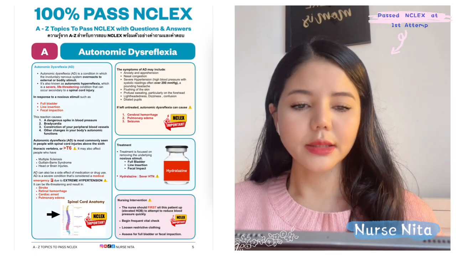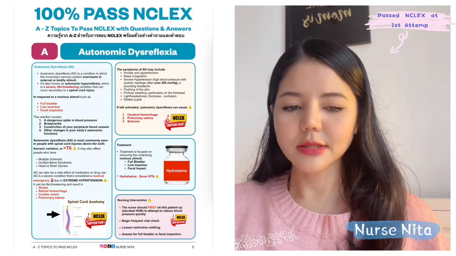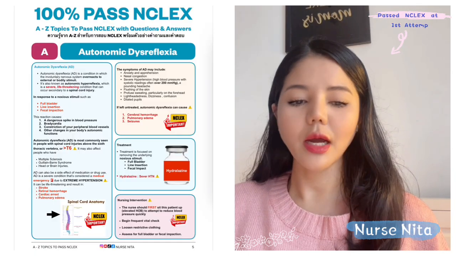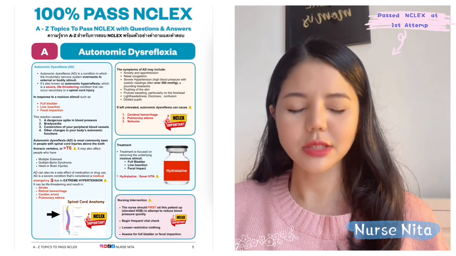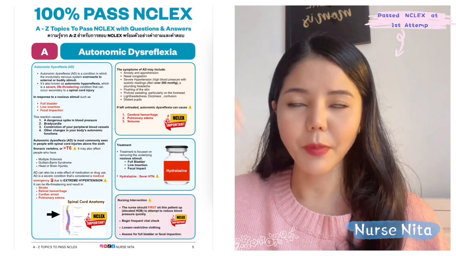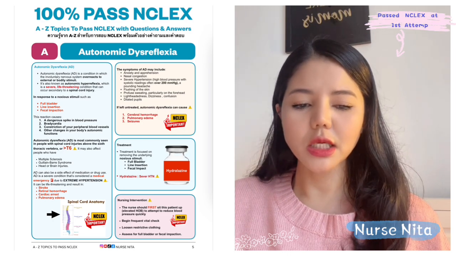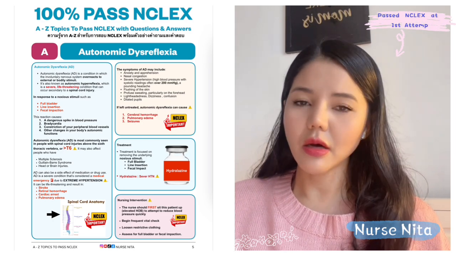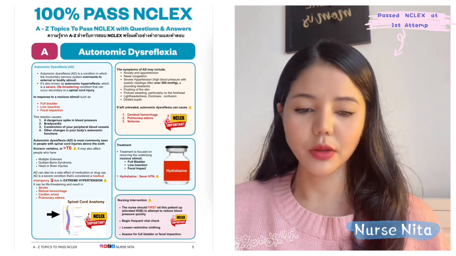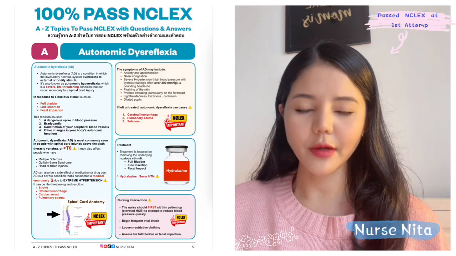The symptoms of AD may include anxiety and apprehension, nasal congestion, and severe hypertension. The systolic blood pressure is over 200, with a pounding headache. The patient always complains about headache. There is also flushing of the skin, profuse sweating, particularly on the forehead, dizziness, confusion, and dilated pupils. These are the key symptoms of autonomic dysreflexia.